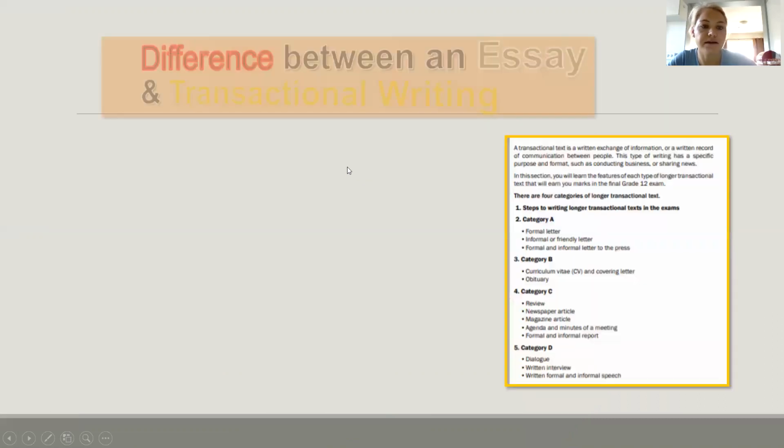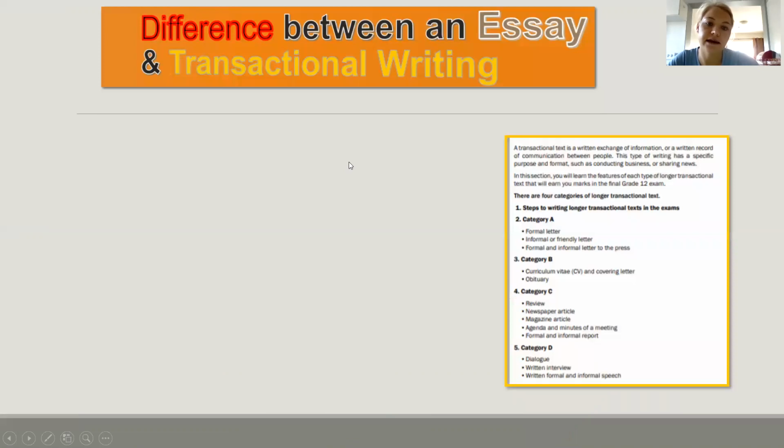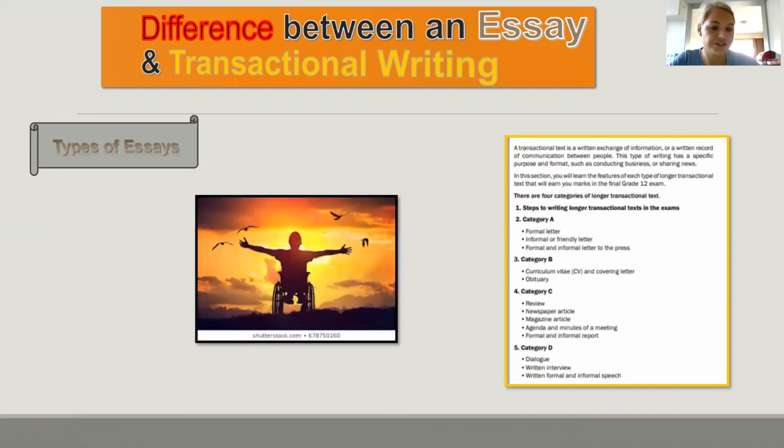Now we will look at the difference between an essay and transactional writing. An essay is usually based on a story, but you also have 4 different types of essays. So I use this picture because I think it is a very good way to showcase the different essays. The first one is a narrative essay.